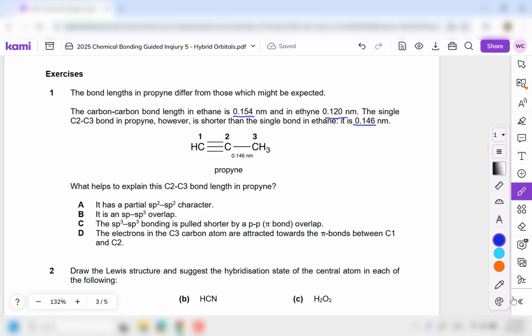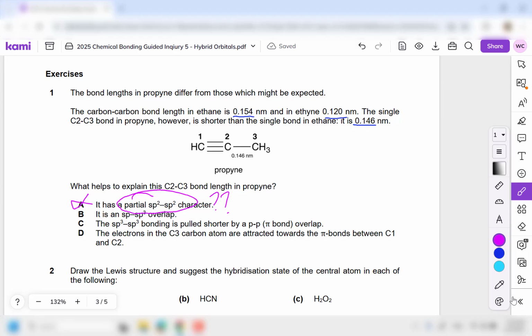Okay, so they ask you which one helps to explain the C2-C3 bond length in propyne, right? Option A says it has a partial sp2 character. This has some flaw, because what is a partial sp2 character? So it's a wrong concept. Okay, so it's wrong. B, it's an sp-sp3 overlap.